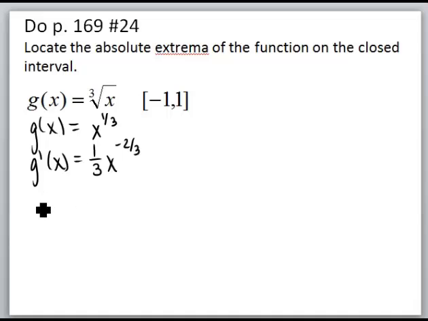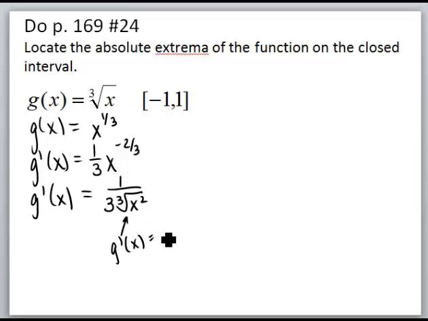It's going to be a little bit difficult to think about, so what I'm going to do is rewrite it in terms of a fraction. And then I'm going to determine where the derivative does not exist or where it is equal to 0. Well, it's never going to equal 0 because I have a 1 on the top. But the derivative does not exist, and where does it not exist? Well, that would be at 0. So the derivative at 0 does not exist because it gives me 0 on the bottom of the fraction.